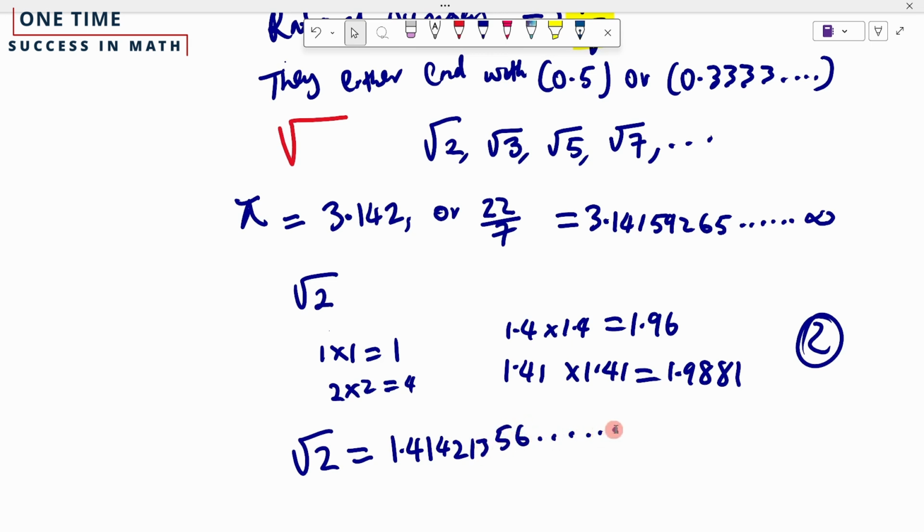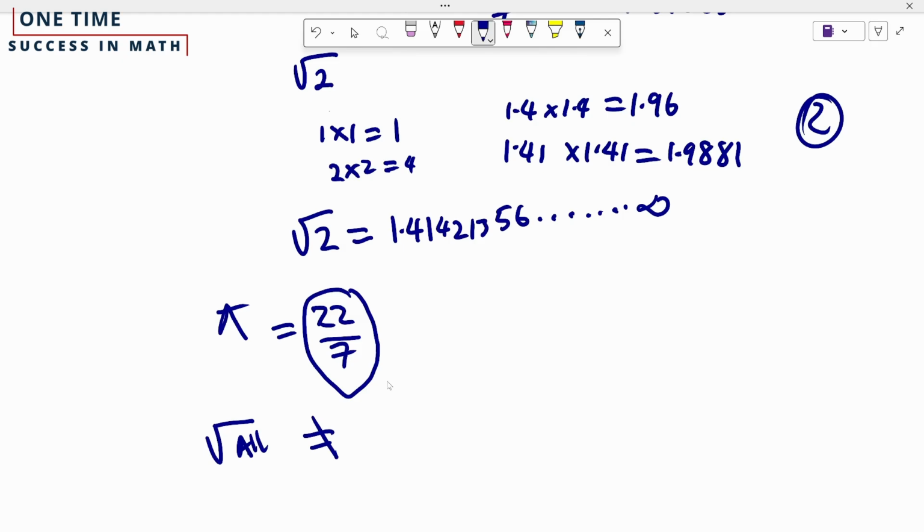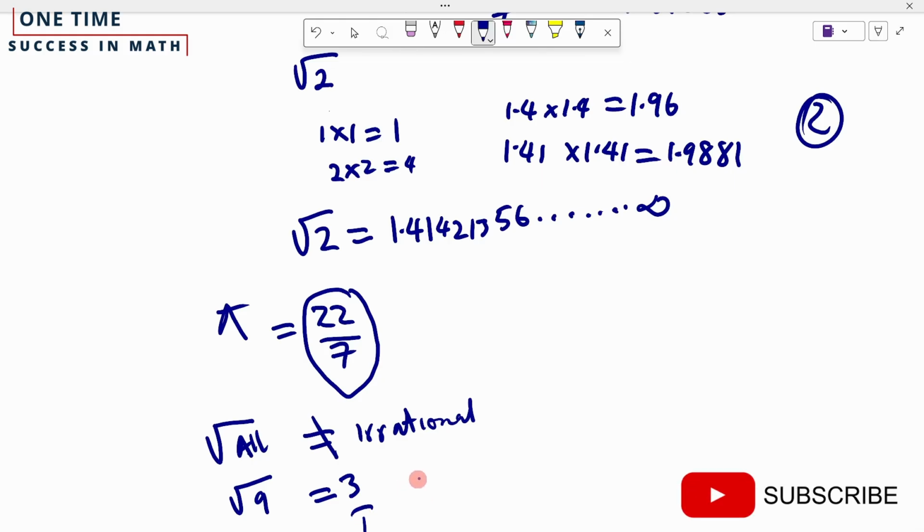It will continue going till infinity. Don't assume that every square root is irrational. Let's take an example: root of 9. It might look like an irrational number because it has a root symbol, but root of 9 is actually 3. This is because 3 can be written as 3 over 1, which is rational, okay? Always check first if the number inside the root is a perfect square.